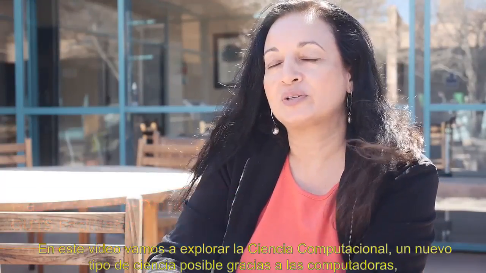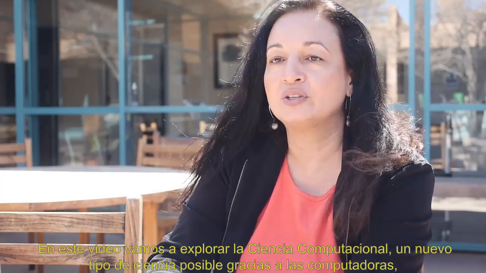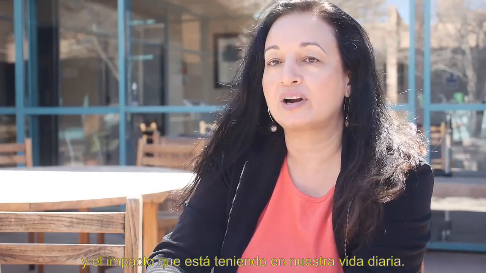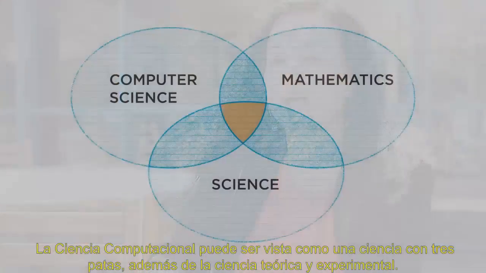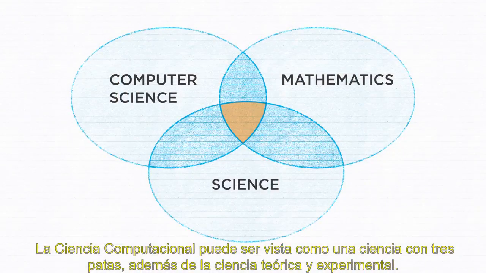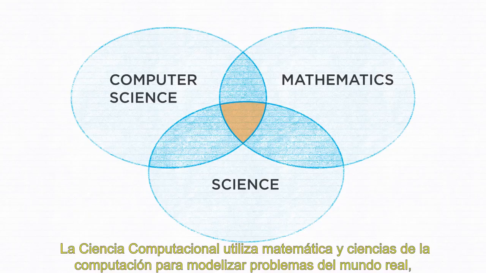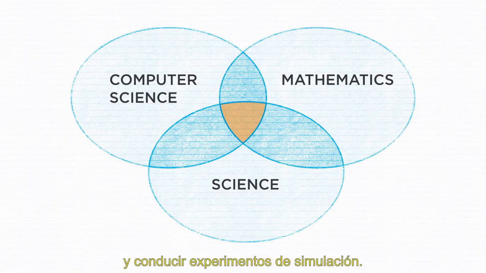In this video we're going to explore computational science, a new type of science made possible by computers, and the impact it's having on our everyday lives. Computational science can be seen as the third leg of science in addition to theoretical and experimental science. It lies at the intersection of computer science, mathematics, and science. Computational science uses mathematics and computer science to model real-world problems and conduct simulation experiments.